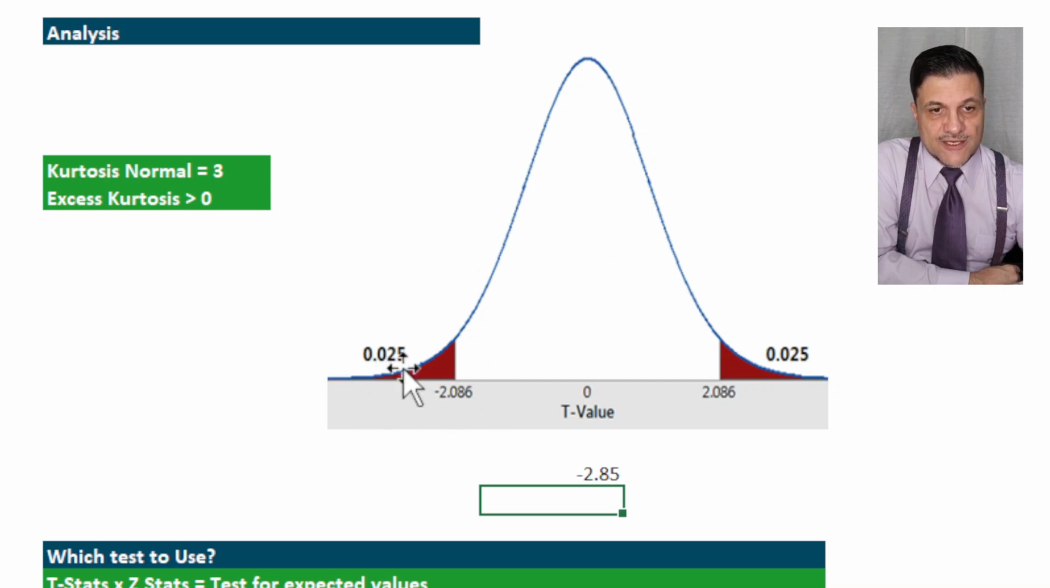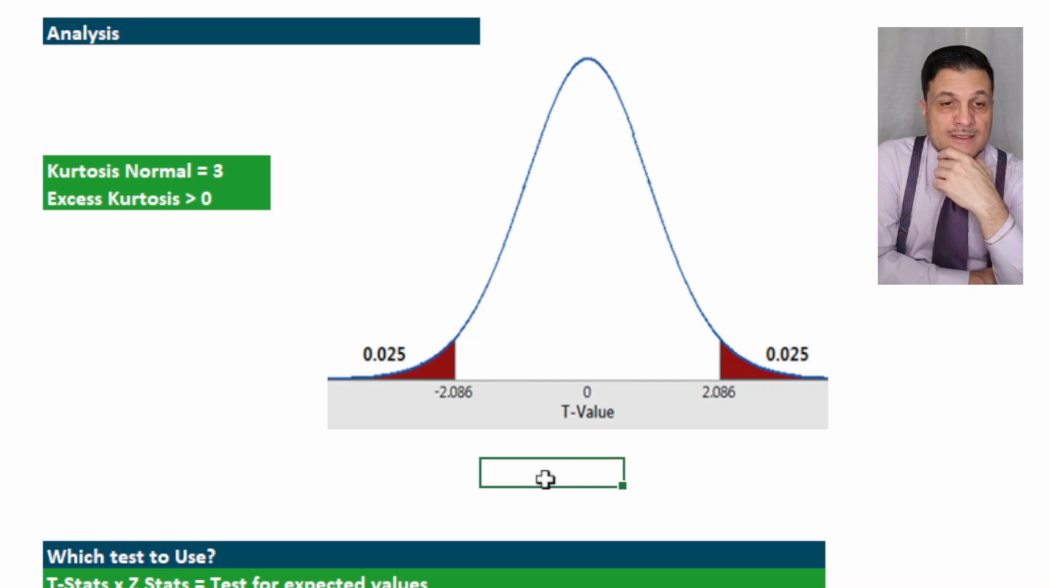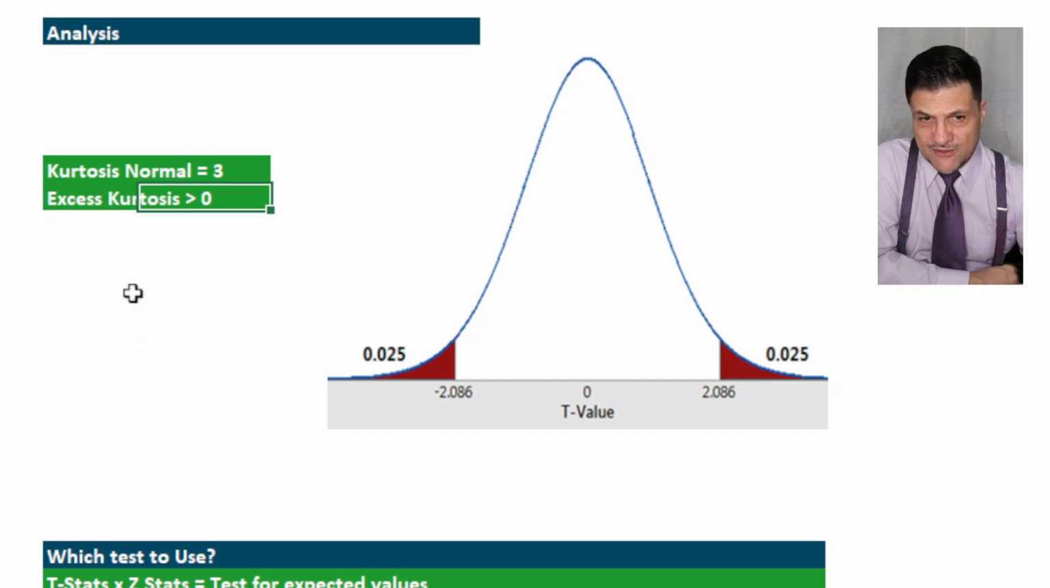This is a two-tailed test because I have a shaded area here and a shaded area there. My number, 2.85, I would reject the hypothesis. Any number less than 2.086, you will not reject. Now, go back to what I said about kurtosis. Look at that, I put here kurtosis equals 3. X is kurtosis. My mark is just to remind you of that.